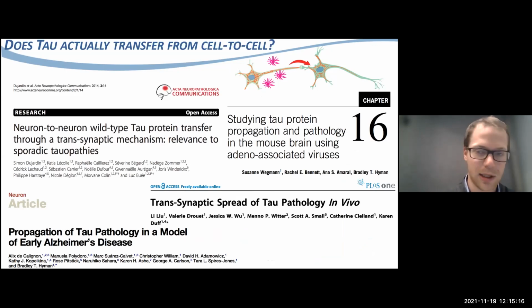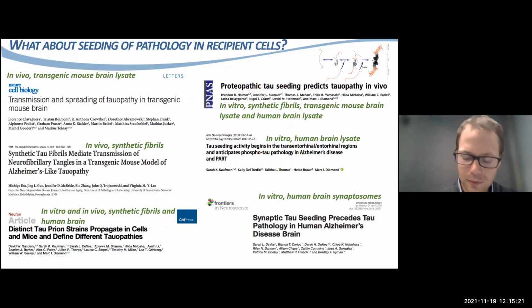But basically, bottom line is yes, tau is transferring from cell to cell. And then there was a bunch of mechanistic studies to understand how it happened. I don't think we have a definitive answer on that, but there are probably a lot of different mechanisms involved, including vesicles, or free floating seeds.